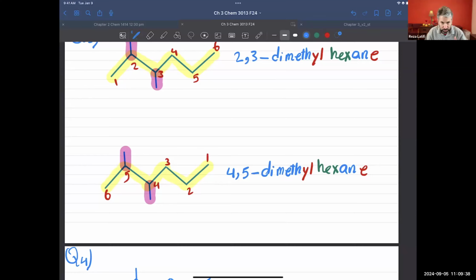So which one is going to be the correct answer? The way you're going to go after it, you say, I see 2 and 3 versus 4, 4, 5. 23 is smaller than 45. So the correct answer will be this. Choose the smallest possible number for the locator of the substituent. So the correct answer will be this, and the bottom one is going to be wrong.